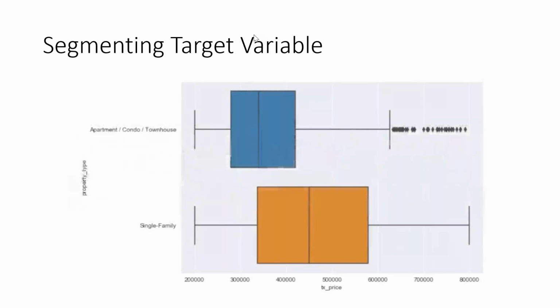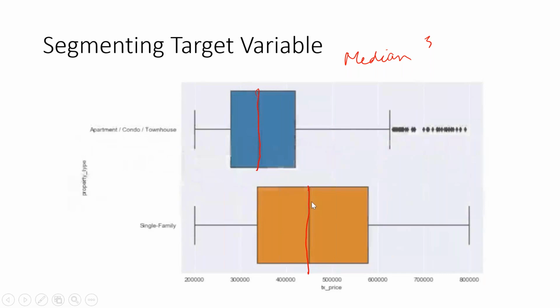If you look at the apartment type class, this line and this line are actually the median. So what does it really mean? For apartment type property, the median is somewhere around 350,000 or something like that. Middle point, center.